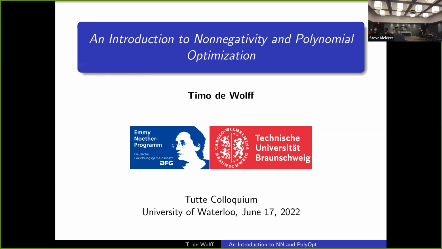So Timo received his PhD in 2013 from Goethe University in Frankfurt. After that, he did postdocs at Saarland University and Texas A&M, and then was the head of a Noether junior research group at TU Berlin. In 2019, he joined TU Braunschweig as an associate professor, and also was elected as a member of the German National Young Academy. He works in various areas of applied algebra, including non-negativity and real algebraic geometry and polynomial optimization.